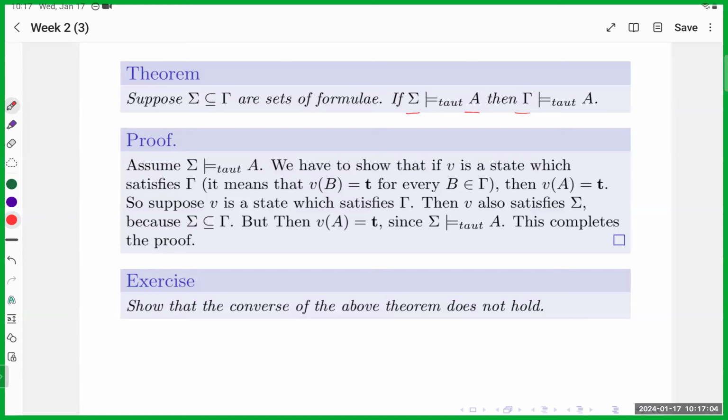So how do you prove this? The proof is basically obvious. We're supposing that sigma is a subset of gamma. Assume now that sigma tautologically implies A. What does this mean? This means that any state that satisfies sigma is going to satisfy A. Right? So that's our hypothesis. Now we want to show that gamma tautologically implies A.